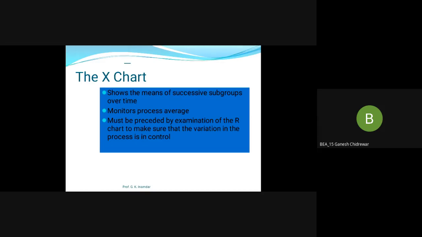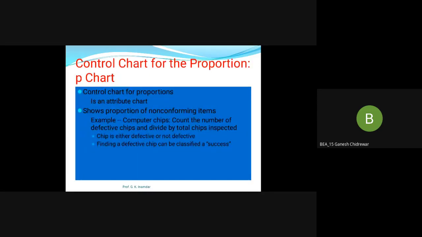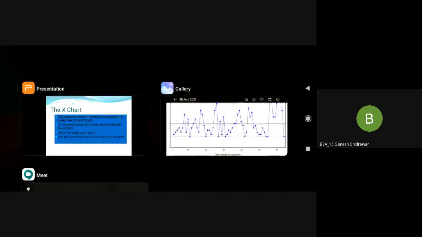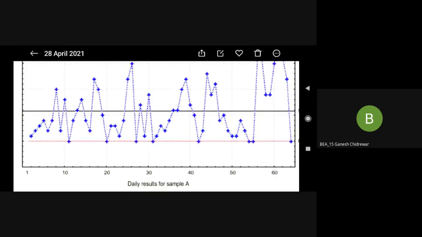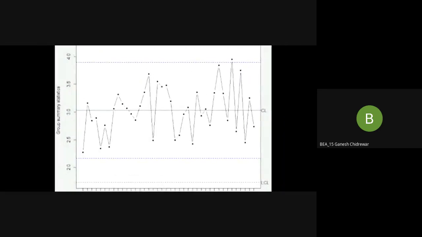It must be preceded by the examination of the R chart to make sure that the variation in the process is in control. So in the R chart we have discussed that the range is very important. Now that range we have to compare over time. This is again the R chart. So this is the X chart diagram, the X bar chart. So what is the X bar chart?